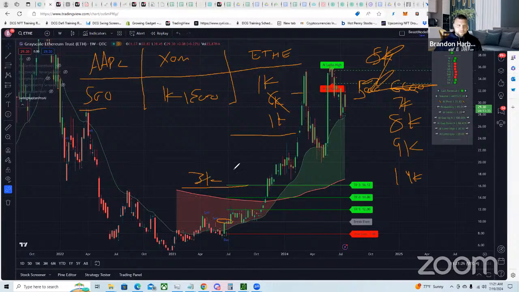Guess what? You still have 1,000 in Ethereum. You still have 1,500 in XOM. You still have 500 in Apple. So now you have 14K sitting off to the side, with $3,000 in the market, just waiting for that next buy signal, and that's a good position to be in.